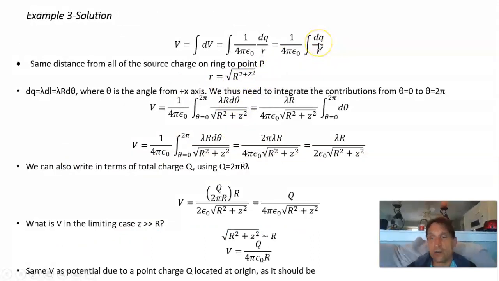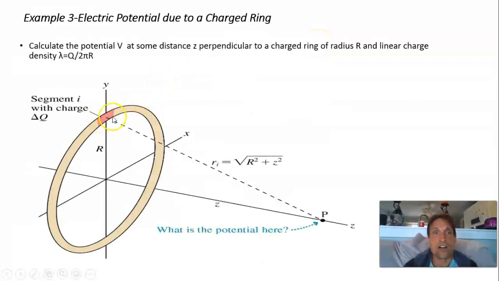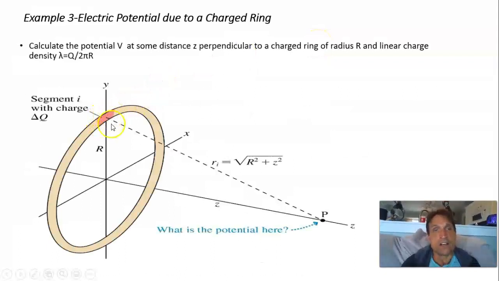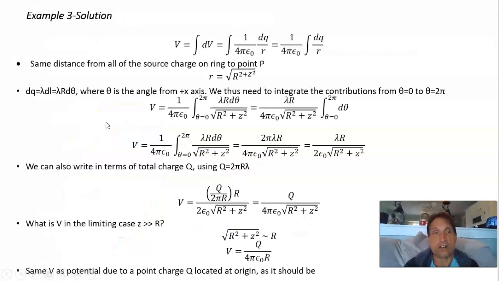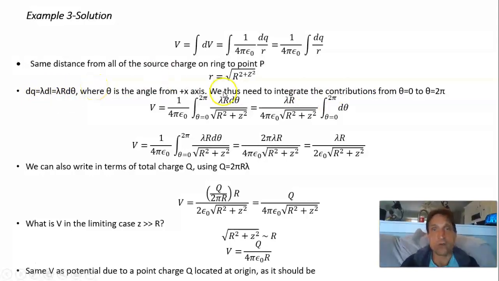Now what is dq? Well, dq is equal to the charge per length, lambda, times dl. And dl in polar coordinates, suppose that theta is the angle from the x-axis, is equal to the radius r times d theta, where this is the incremental angle of this little element of charge. So dq is lambda times the increment of length, and the increment of length is r d theta in polar coordinates. So we plug that in.